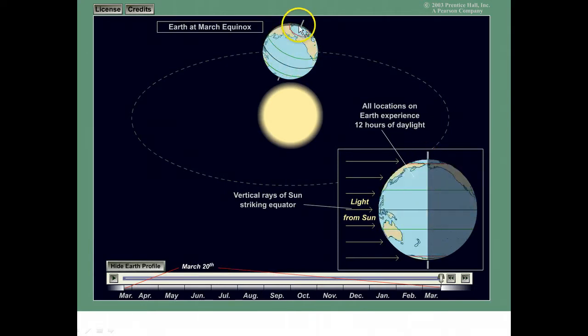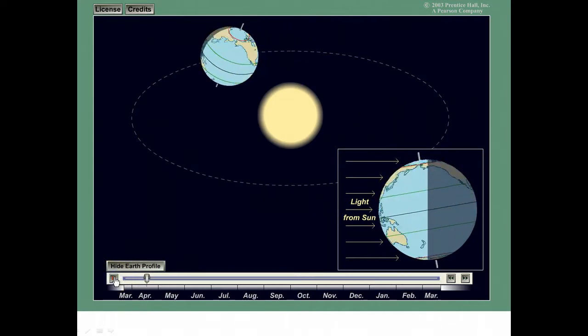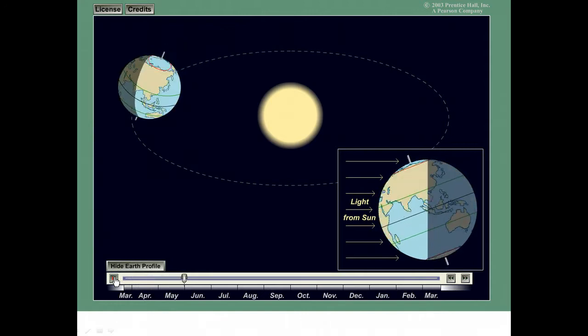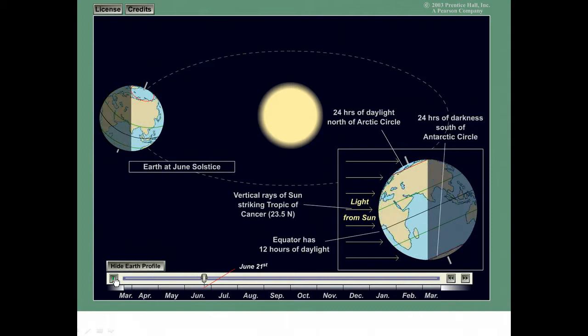And this is when the North Pole is not either pointed towards or away from the sun, and therefore we have what's called an equinox. Everybody has 12 hours of daylight and 12 hours of nighttime, hence the name equinox. So no matter where you live, you experience that. As the Earth continues in its orbit around the sun, we get towards another date, and that is June 21st. And you can see here clearly that the North Pole is pointed towards the sun.